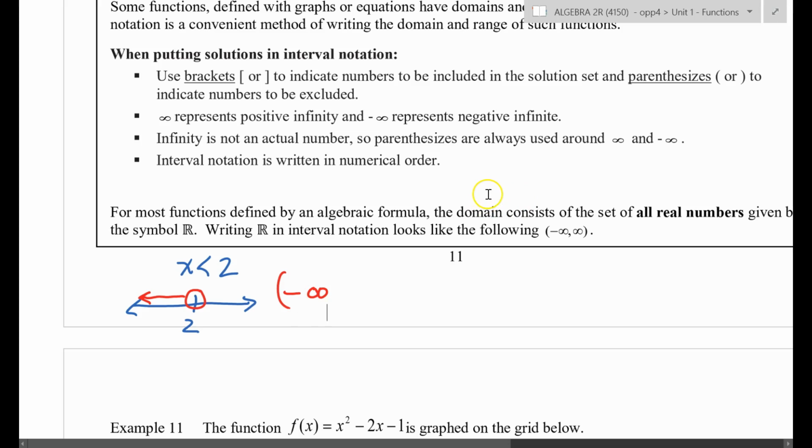So let's suppose hypothetically you found a way to get to negative infinity and you started coming this way. What's the next event that occurs? 2. Am I allowed to physically be at 2 and touch 2? No, so what do I put on it? Parentheses. So there's your interval for that.